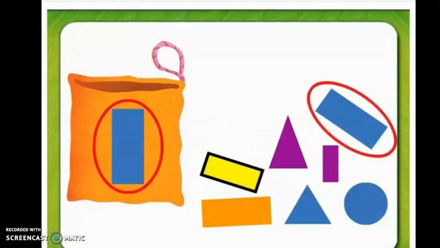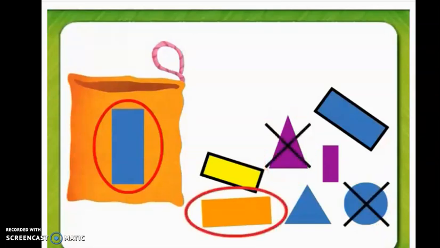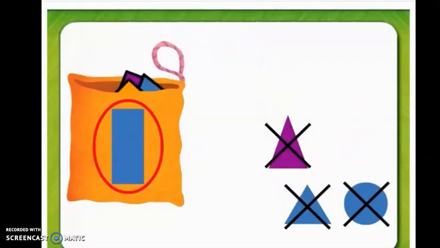This shape is also the same. This shape is different. It does not belong in the bag. This shape is different. This shape is the same. This shape is different. This shape is the same. Now we have sorted the shapes. The shapes with the box around them belong in the bag.